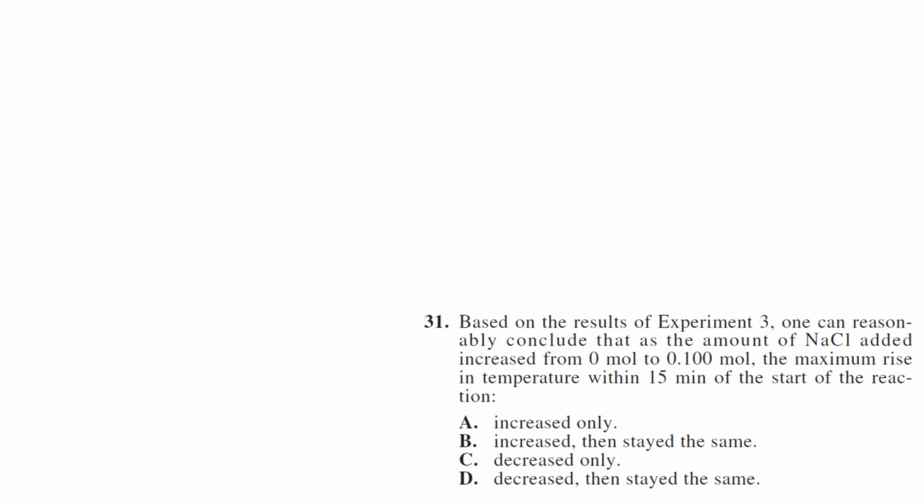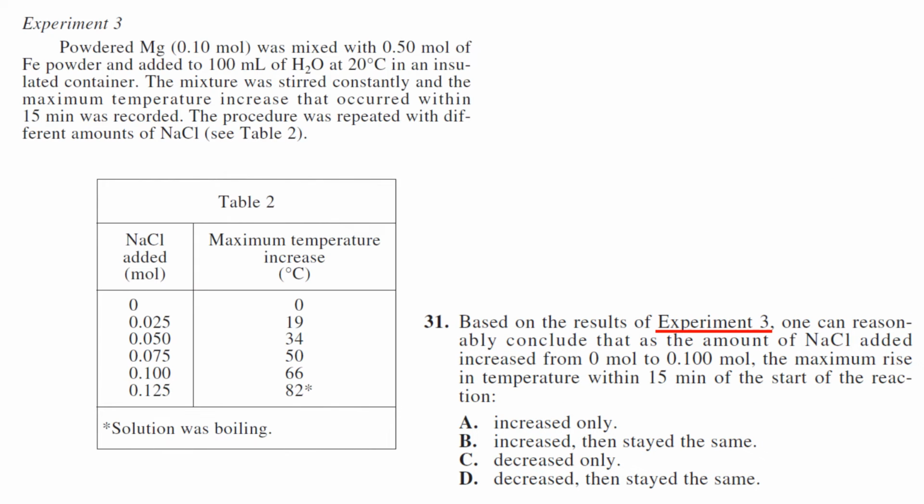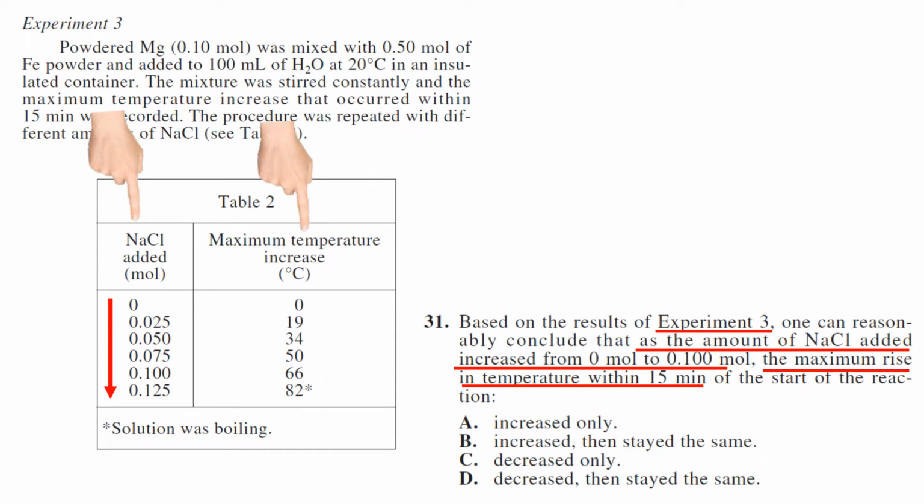Number 31, based on experiment 3, one can reasonably conclude that as the amount of NaCl increased from 0 to 100, so as it increases from 0 to 100, the temperature rise does what? It increases only as well, so your answer is A.